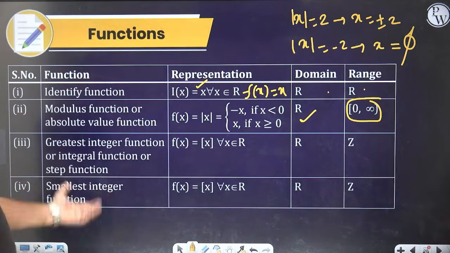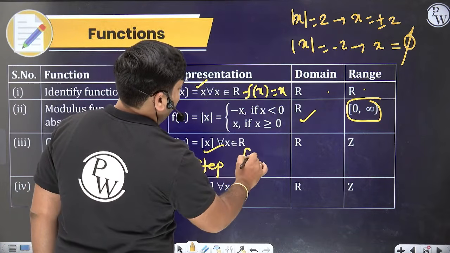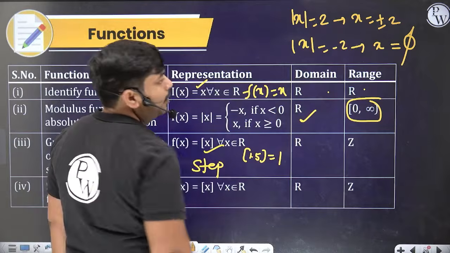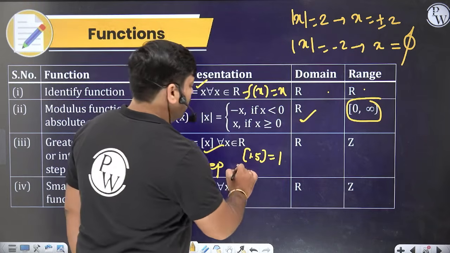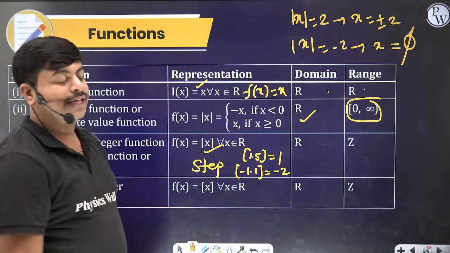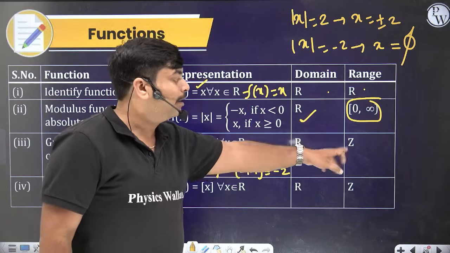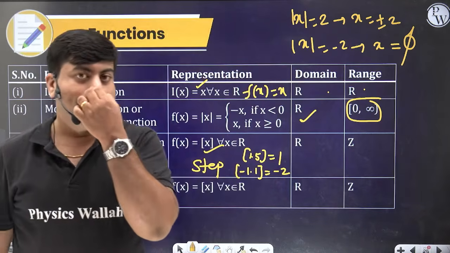Next, the greatest integer function. We also say it is a step function. Step of 1.5 is equal to 1. Step of minus 1.1 is equal to minus 2. For negatives, you should be very careful. So all the real numbers can come in the domain, but the range is only integers.